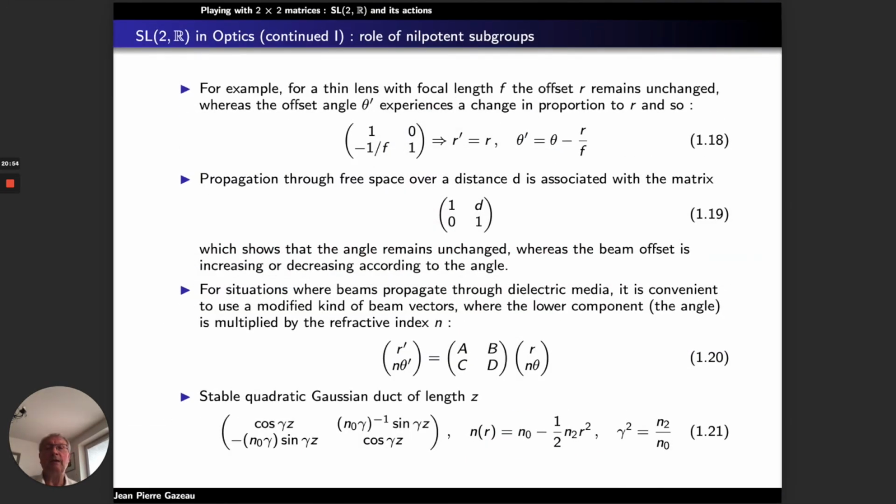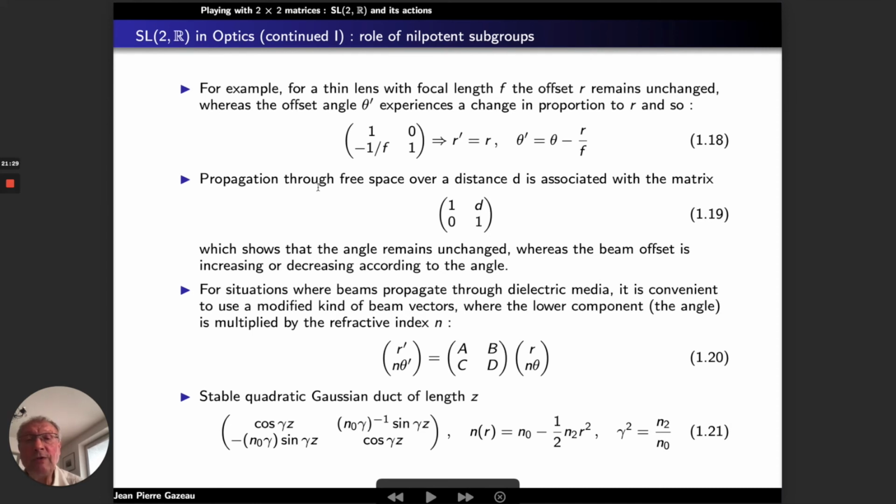For instance, for a thin lens with focal length f, the offset r remains unchanged, whereas the offset angle theta prime experiences a change in proportion to r. And so what we have is the following ABCD matrix, which implies that r prime is equal to r and theta prime is equal to theta minus r over the focal length.